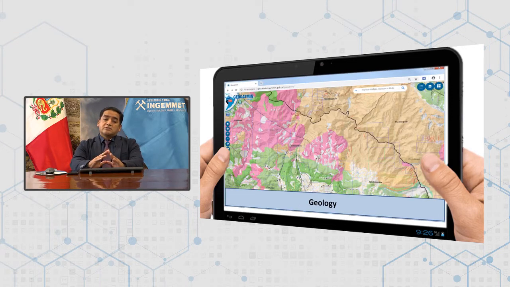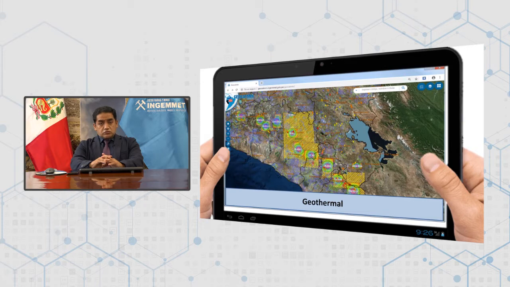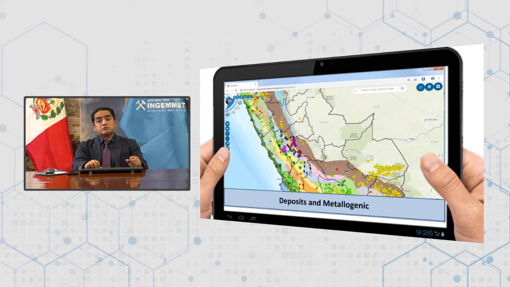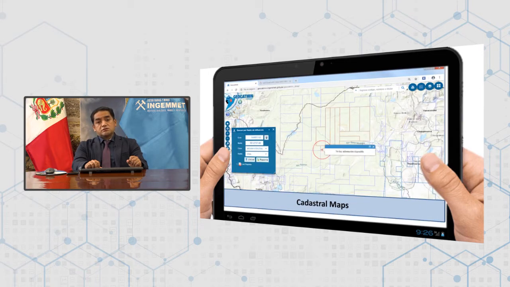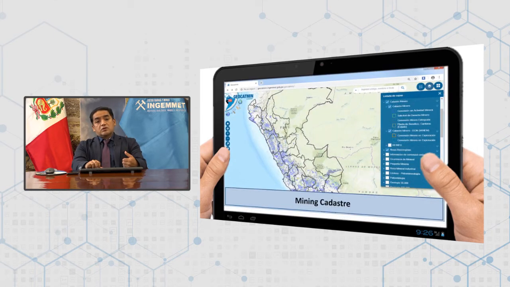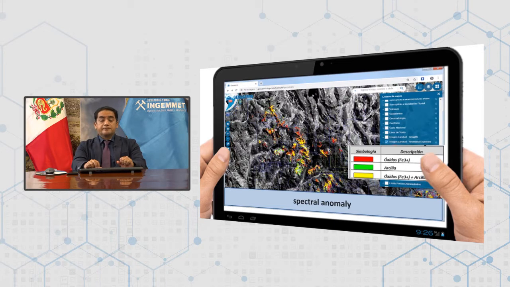Not only do we do geology, mining and mining cadastry works, but we also identify natural resources. For example, we have geothermal resources that are also distributed in the south of Peru, with all the geological and geophysical studies that have been identified in the geothermal layer. We count with layers of artisanal mining, evenly distributed and located in each of the mining projects to identify the potential in this mining resource.